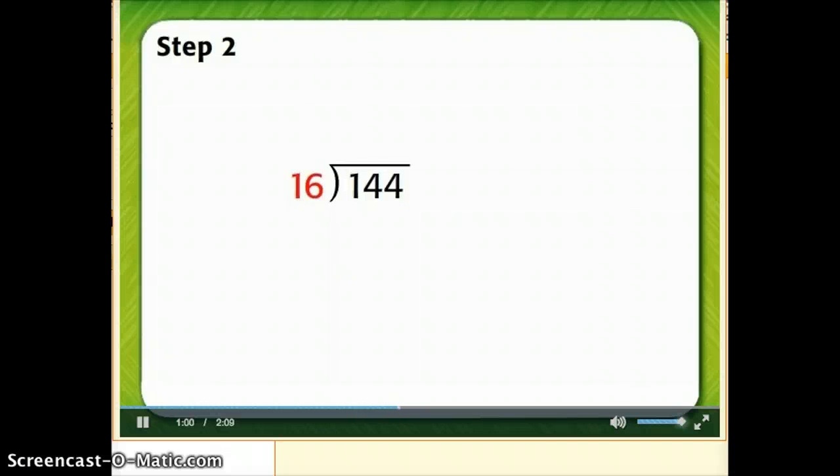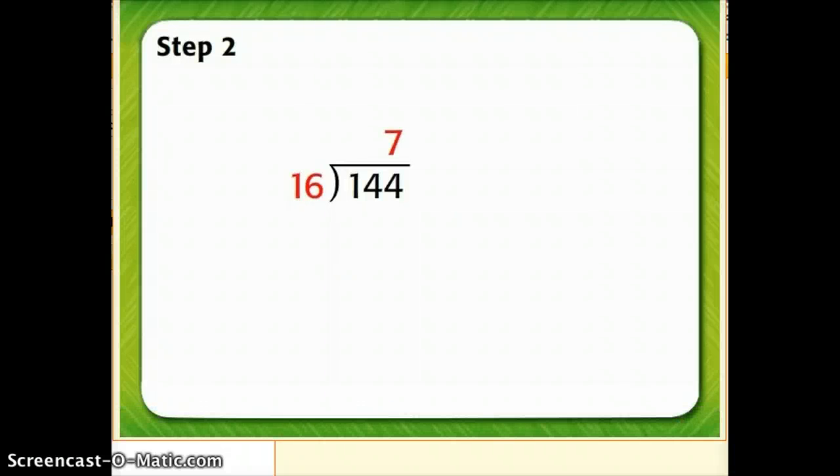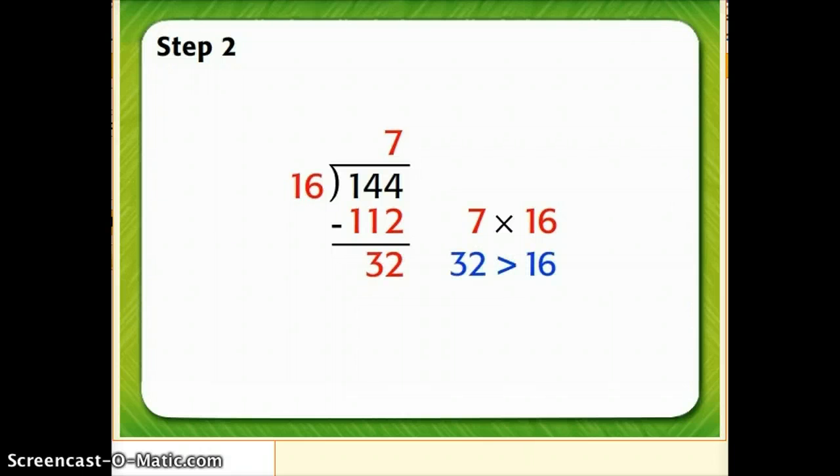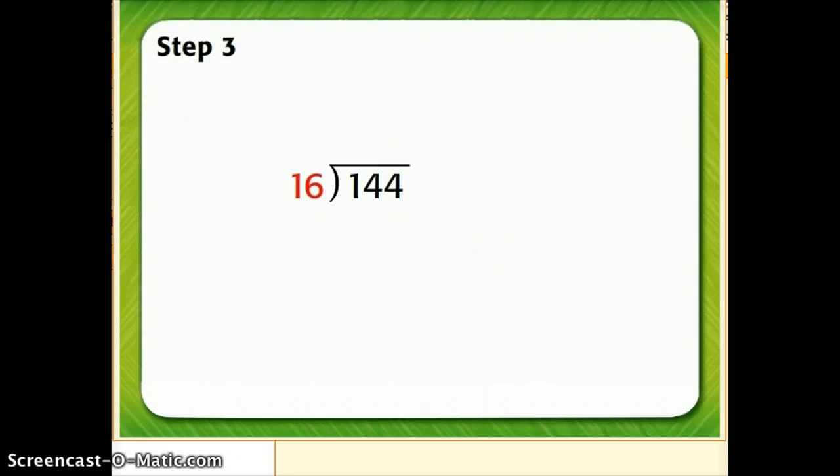Next, let's try the estimate 7 as the quotient. 7 times 16 equals 112. When we divided 144 by 16, using our estimate of 7, we have a remainder of 32. Since 32 is greater than 16, the estimated digit is too low. Let's adjust our quotient and try again.